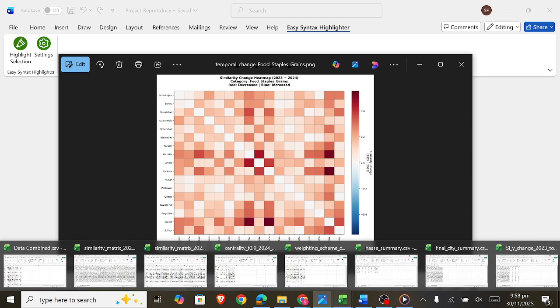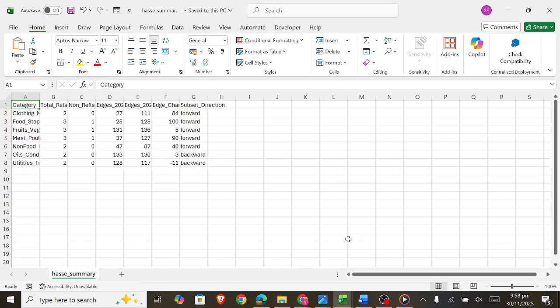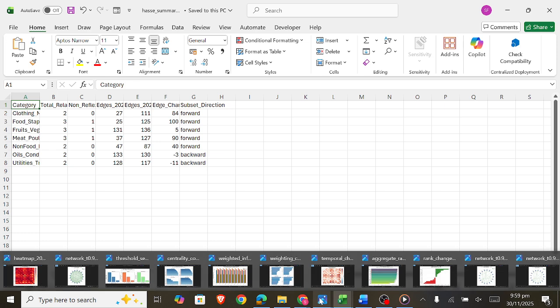Now, moving on, if we open the diagram CSV summary, it shows 5 categories with main growth, meaning that the cities became more popular. Food staples and grains plus 100 edges, from 25 to 125. Meat, poultry, and dairy has plus 90 edges. Clothing has plus 84 edges, and non-food essentials has plus 40 edges. Fruit and vegetables has plus 5 edges. Now, if we move on to the oil, condiments and sweeteners part, it has -3. Utilities and transport has -11 edges.